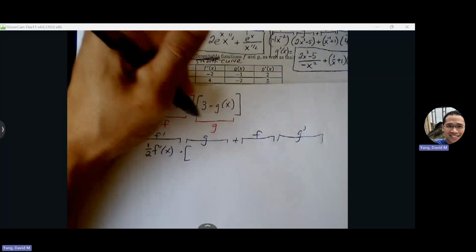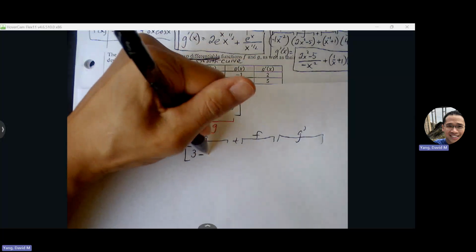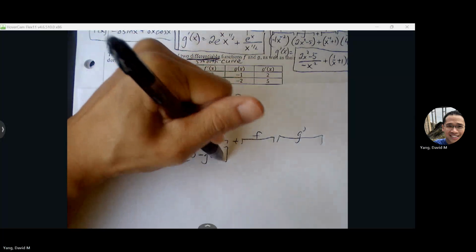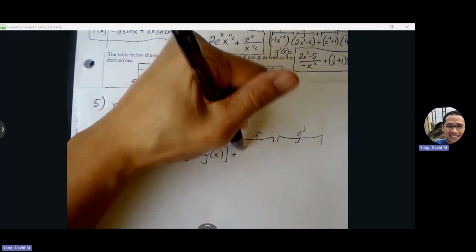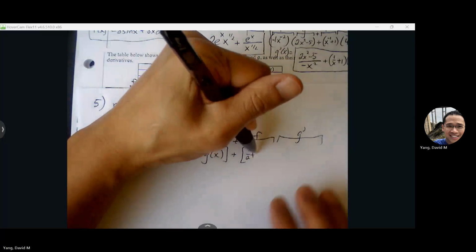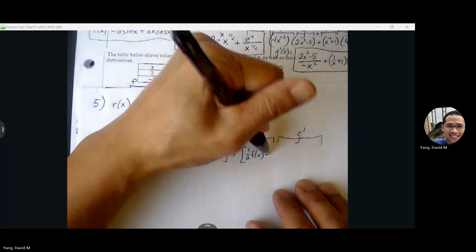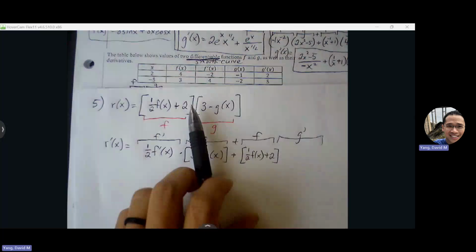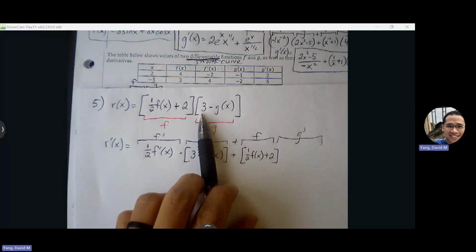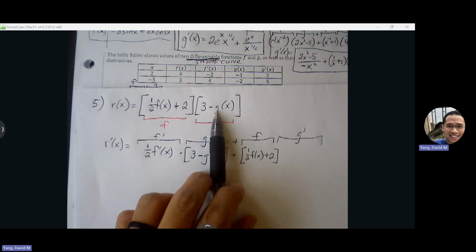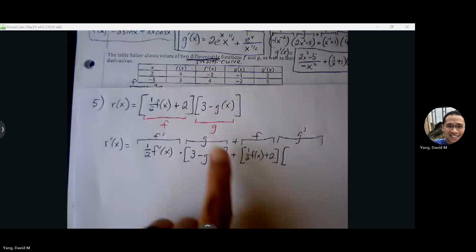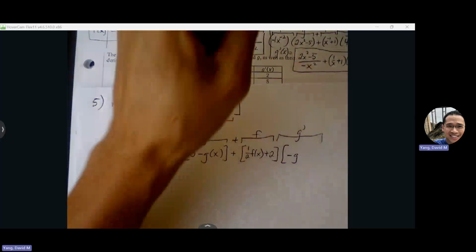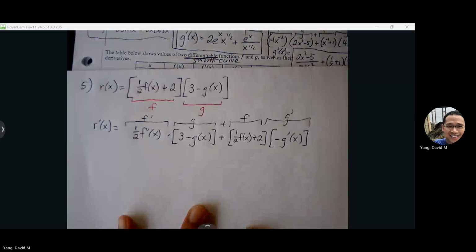I'm going to copy my g function over. Back to f. G prime, okay, the 3 goes to a 0. Minus g of x becomes, yeah, the negative stays, but g becomes g prime. Okay.